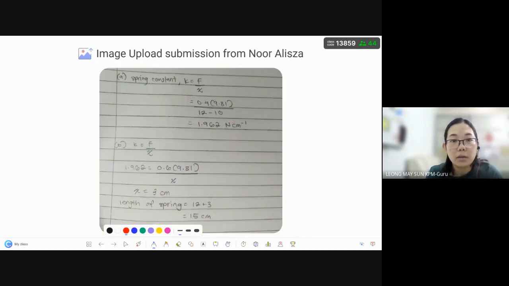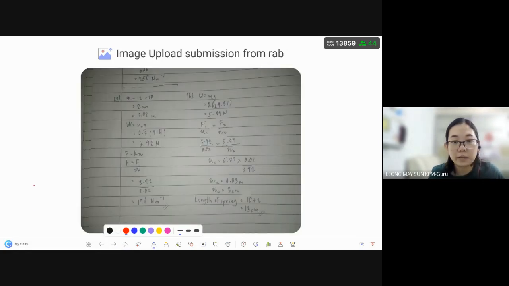Okay? So here, Aliza's working, 0.4 times 9.81. This one I can accept because I can see the substitution over here. So I'm going to accept this answer. And then here, also correct. All right, this one is wrong. It's not supposed to be 12. It's supposed to be 10. So here only get 1 mark out of 2 probably. All right, Aliza, working wise, for me it's very good working.